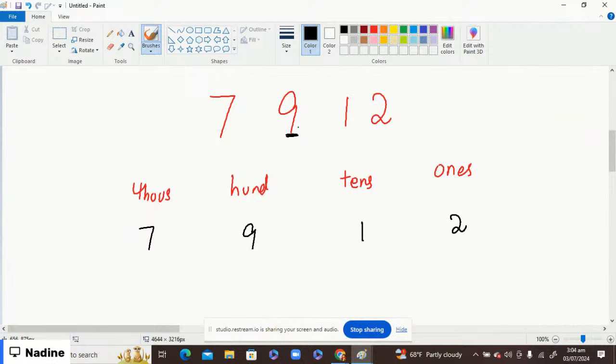So as we know, your 9 is in hundreds place. And if they're asking in which place the 2 is, we can check it out. 2 is in ones place. Okay. If they're asking in which place the 1 is, we can say that 1 is in tens place. Okay. Now let's write another number.